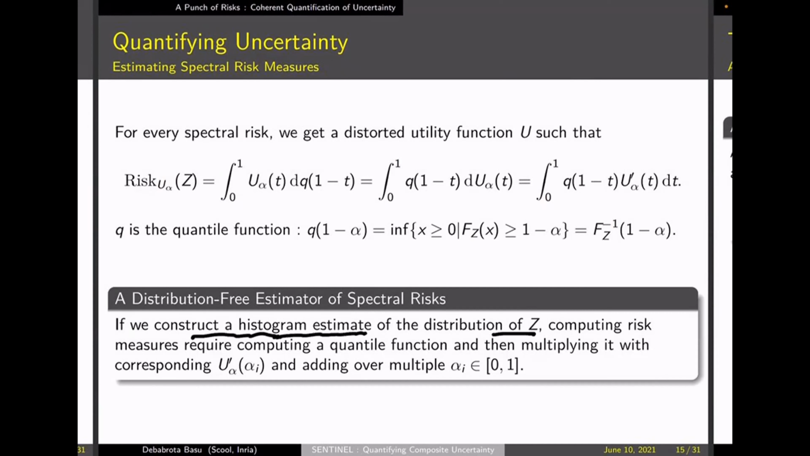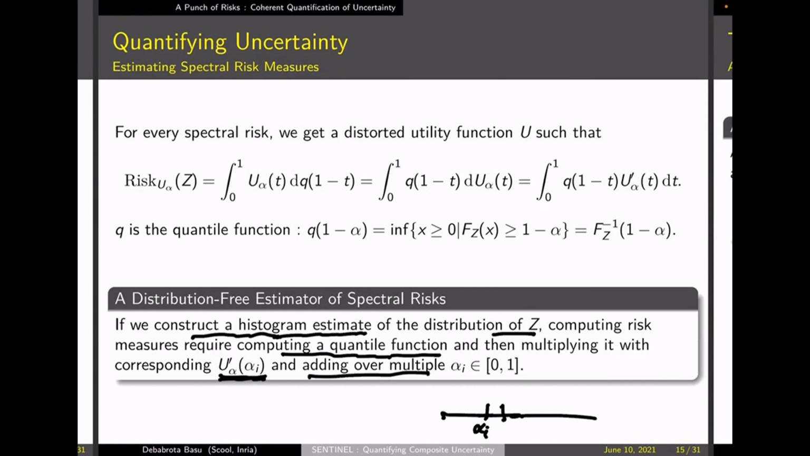Then using the histogram, you compute the corresponding quantiles. We know that we can calculate percentiles and quantiles on histograms. And then for each bin of the histogram, you multiply this with the corresponding U alpha I, which you can think of as the left value of the bin, and you multiply this with U prime alpha I and add over multiple alpha I.